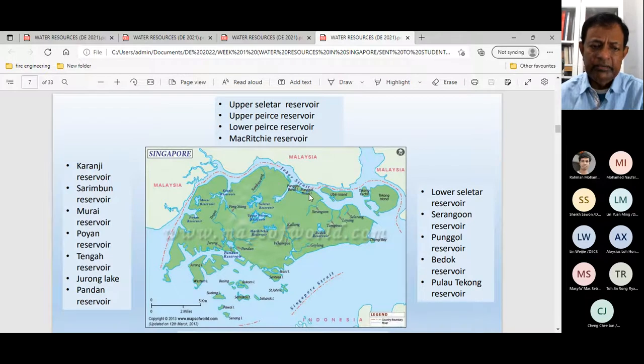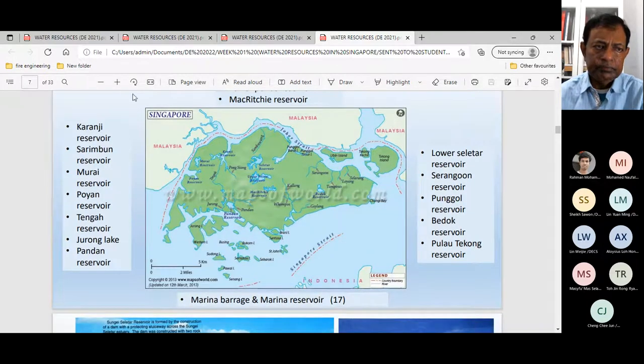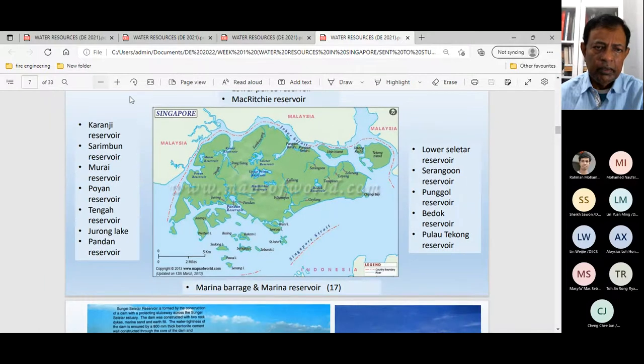So altogether, we have a total of 17 reservoirs, including Marina Barrage and Marina Reservoir. That is the final development of natural resources, and also to collect rainwater in order to treat the water for the purpose of drinking. So when you have a reservoir and dam it in this manner and it is closer to the seawater, you will encounter a problem. Some of them I think I can show you.